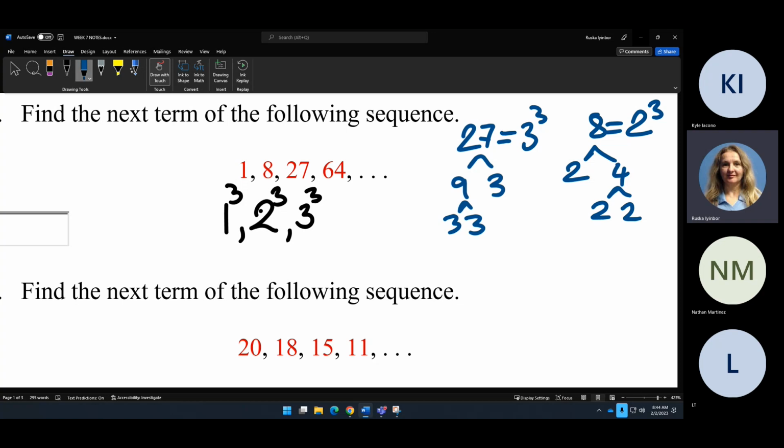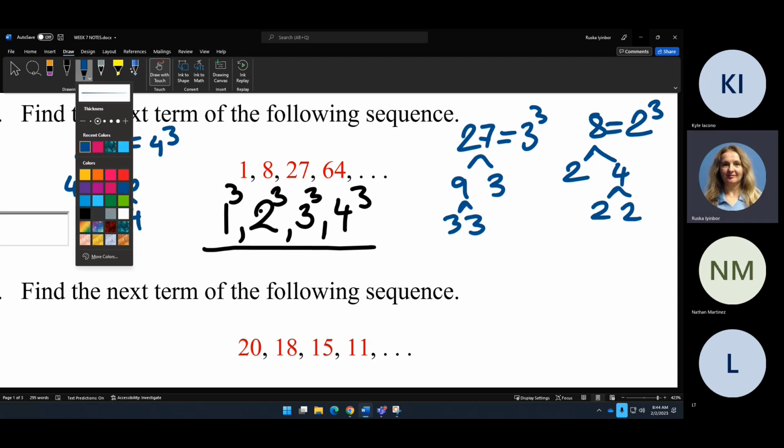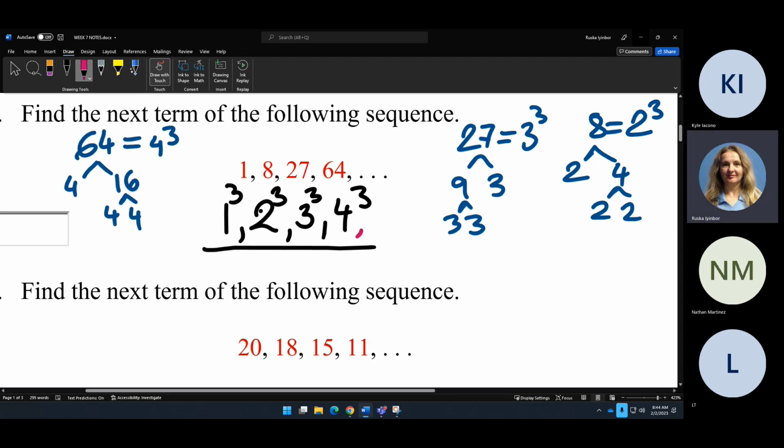So 64 is 4 times what? When you divide 64 by 4, what do you get? 16. 16 times 4 is 64, and then 16 is 4 times 4 also. So it happens that 64 is 4 cubed also. So I'm going to replace 64 with 4 cubed. Now looking at this sequence, 1 cubed, 2 cubed, 3 cubed, 4 cubed. Do you see the pattern here? What is the next one? The next one is going to be 5 cubed.